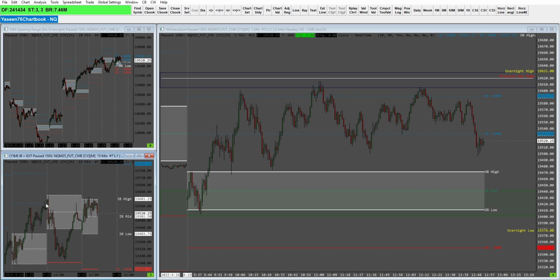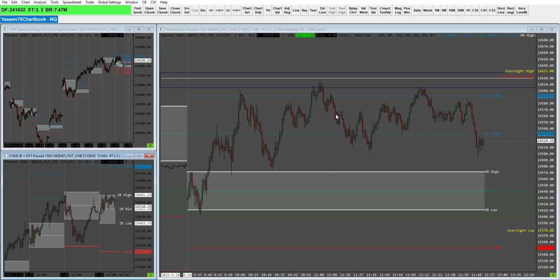And then you see how it rejected here, and then it rejected at the open and rejected here again. So I'm expecting a rejection somewhere up here, and expecting a bounce somewhere down here, and just expecting up and down until then.